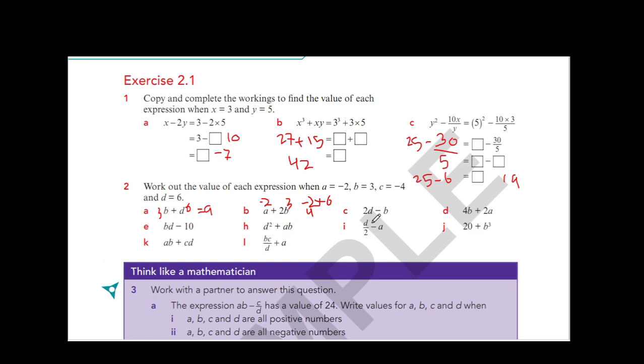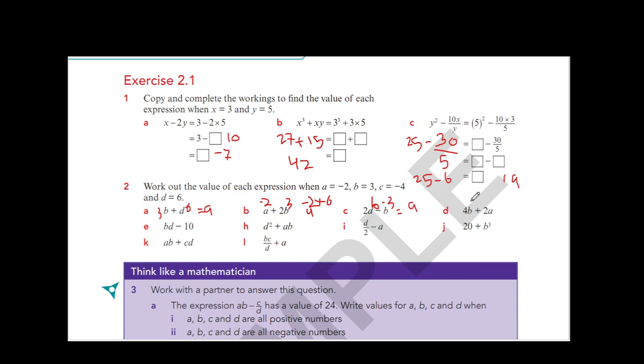In question number 2 part C, the value of d is 6 and the value of b is 3. 2 into 6 will be 12. 12 minus 3 will be 9. So the answer of part C will be 9.